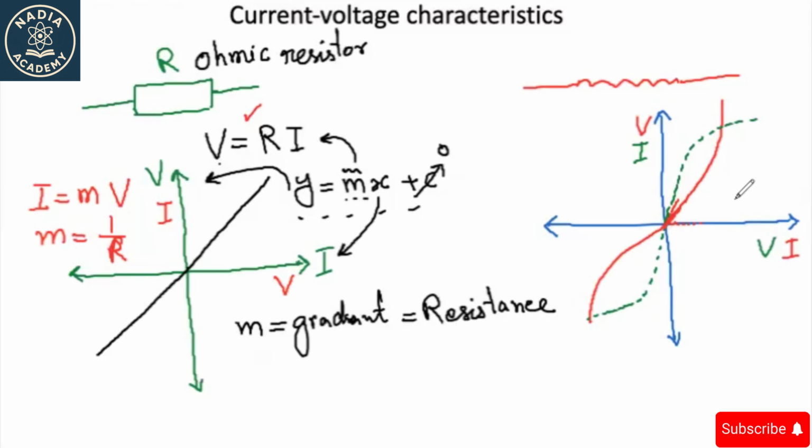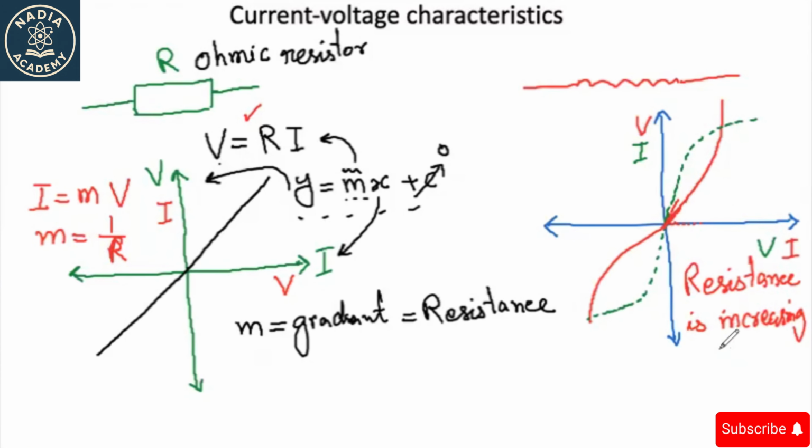If current is suppressing, it means that opposition in the flow of current is increasing. If the opposition in the flow of current is increasing, then what is increasing? It means resistance is increasing. So if resistance is increasing, then can we apply Ohm's law here? No, because for Ohm's law, resistance must remain constant.